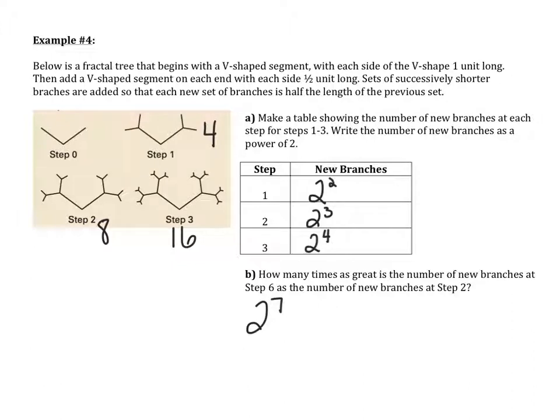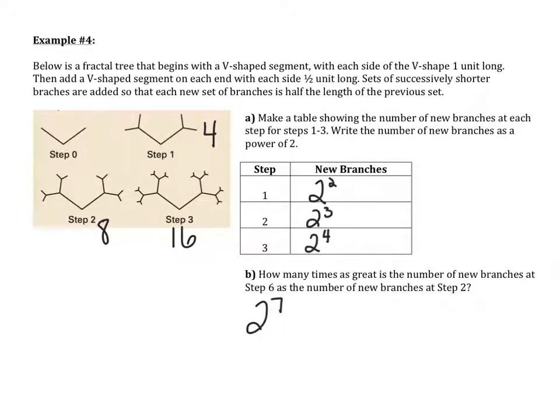So back to the question, it says, how many times as great is the number of new branches at step 6 as the number of new branches at step 2? So just think about what this means, many times as great. If I ask you how many times as great is 10 as 2, that really just means 10 divided by 2 is 5. So you would say it's 5 times greater. So whenever you read something like this, it means to divide.